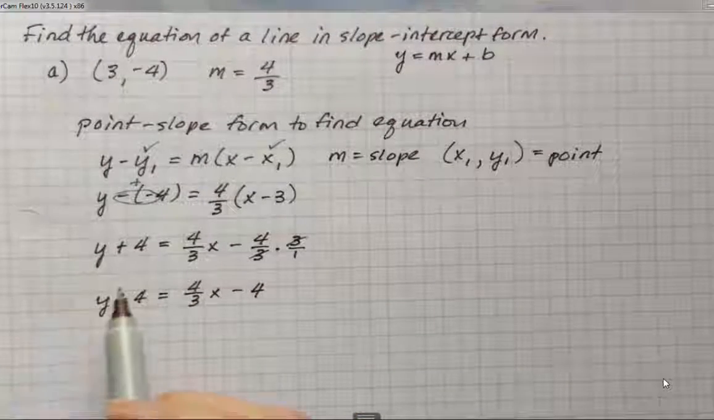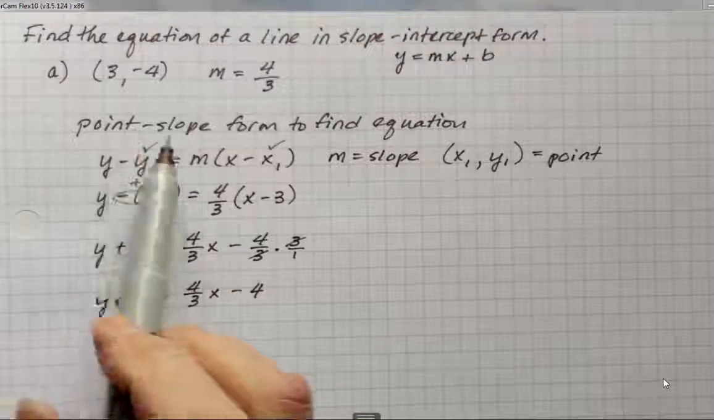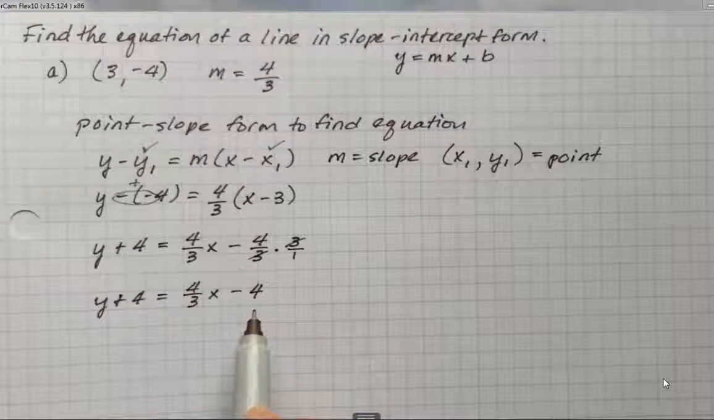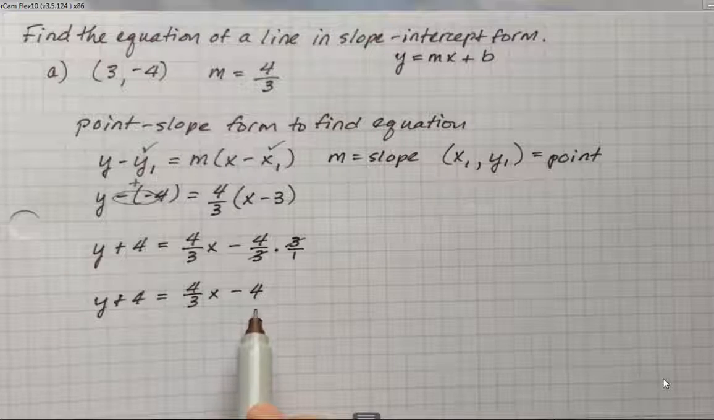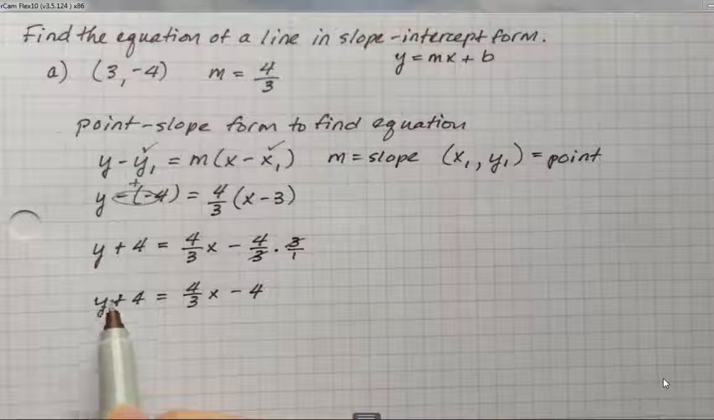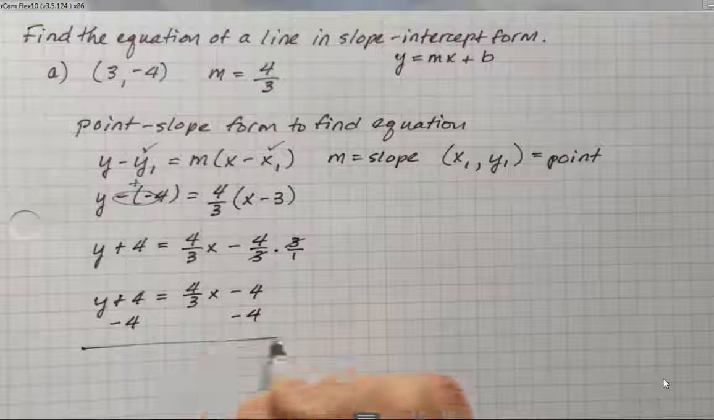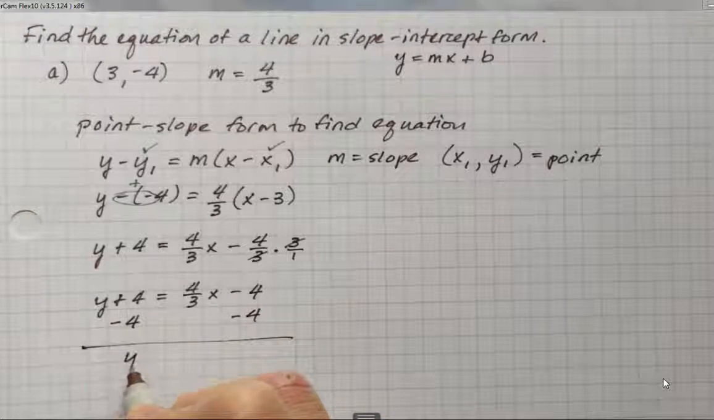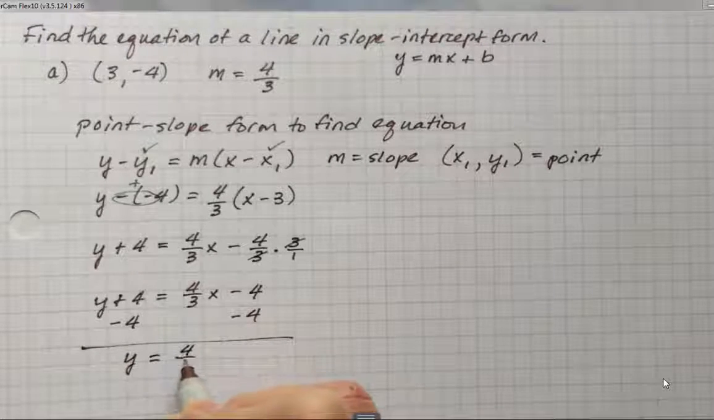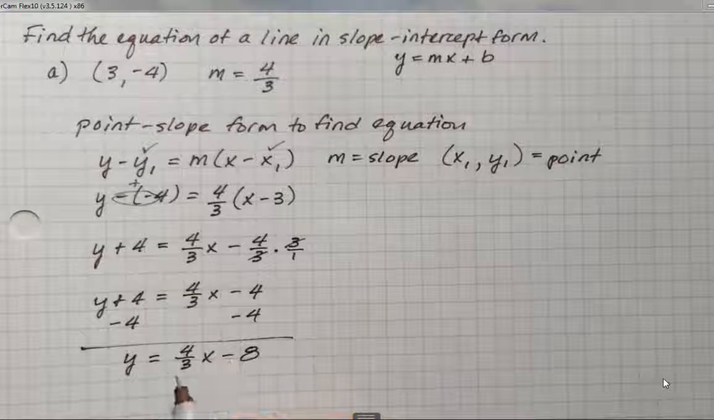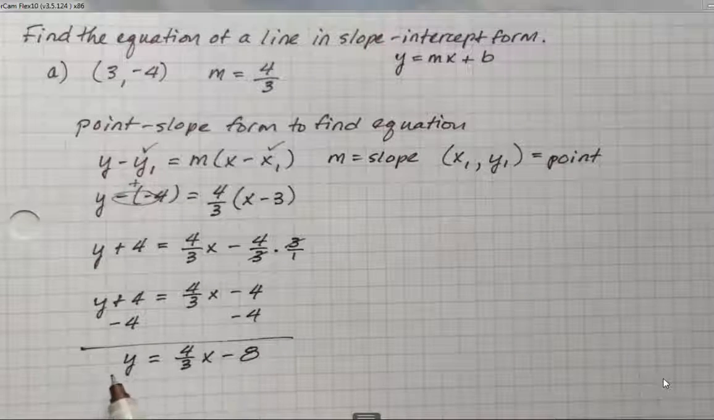So now I've taken my equation, I put my information into the point-slope form, and I want to rewrite this now into my slope-intercept form. So that means I want to get y by itself. To do that, I'm going to subtract 4 from both sides. And I end up with y equals 4/3 x minus 8. And that's the equation of my line in slope-intercept form.